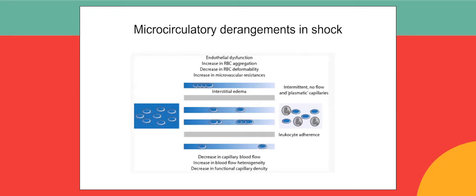And here you can see that there is a recruitment of capillaries, but some of the capillaries are not perfused at all, so no red blood cells there. And in other capillaries, there's aggregation of the red blood cells with obstruction of the capillary. And all in all, there's a decrease in capillary flow, and there's an increase in heterogeneity of blood flow, with some not perfused at all and some a little bit sluggish. And this is due to the red blood cell deformability occurring during shock.